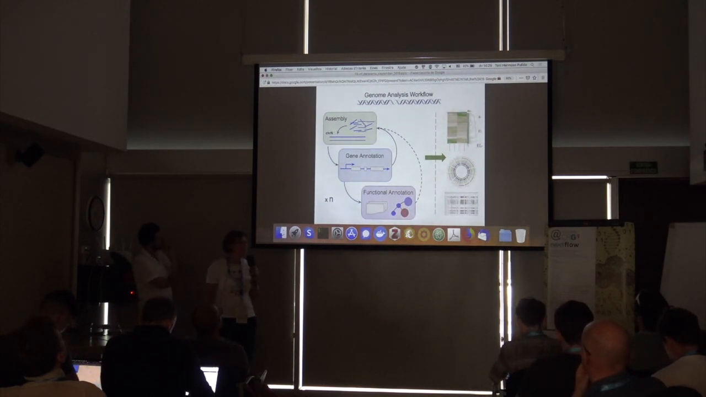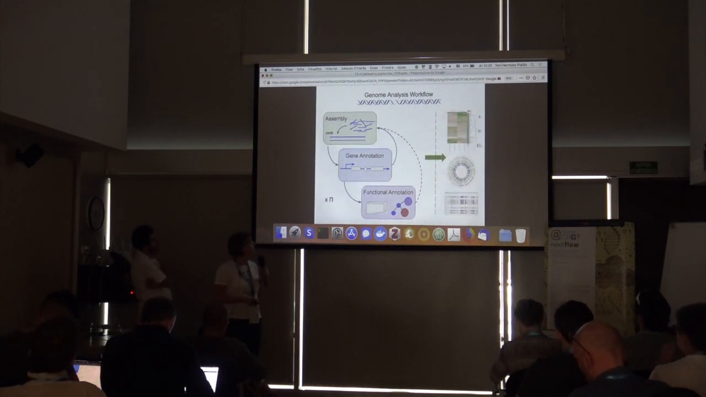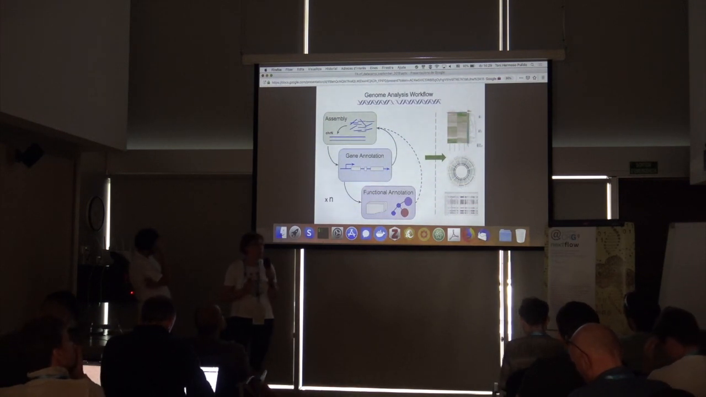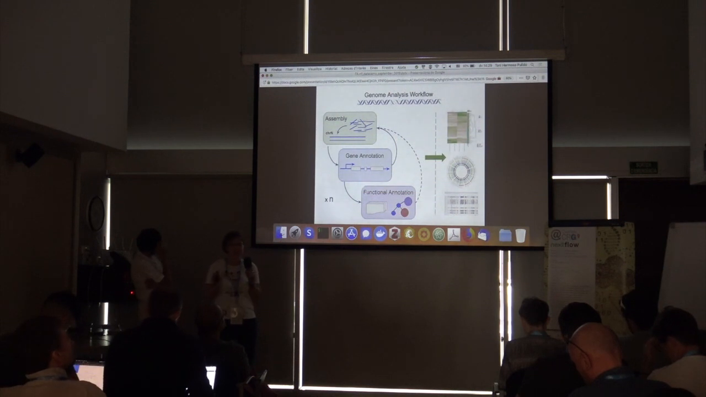we perform so-called functional annotation. So we add some function elements to the sequences to get knowledge of what the sequence does. And after this process is finished, all the downstream analysis can be run, all this nice RNA-seq, ChIP-seq, and everything else.